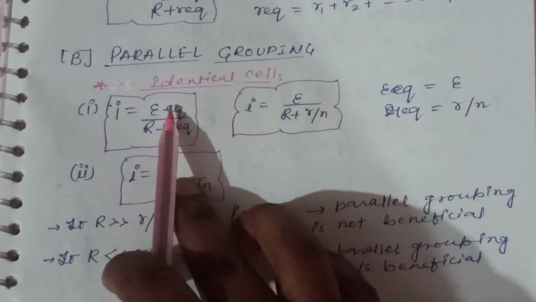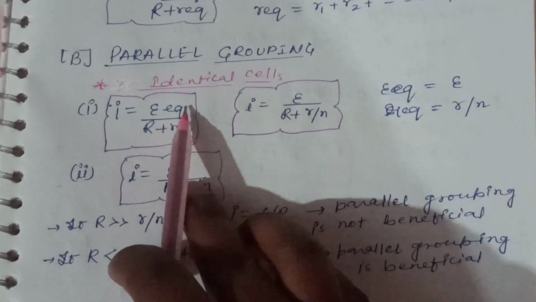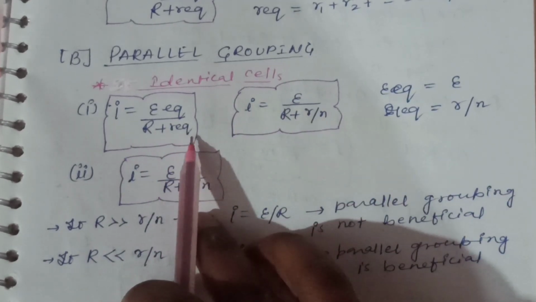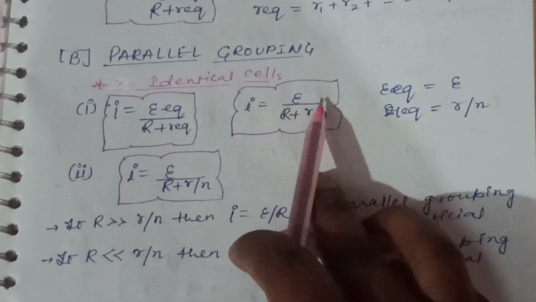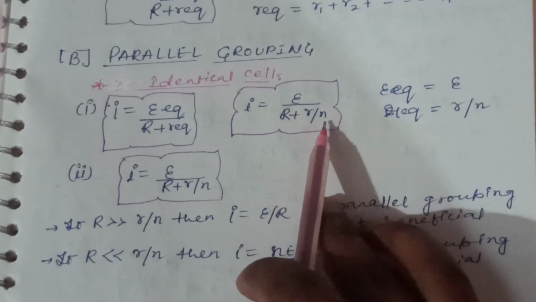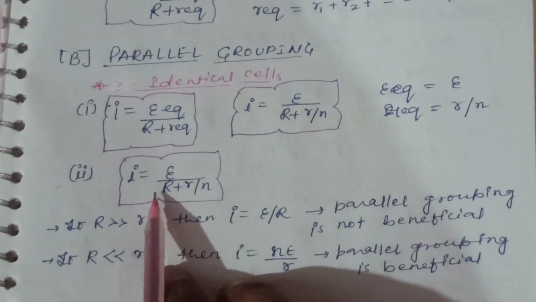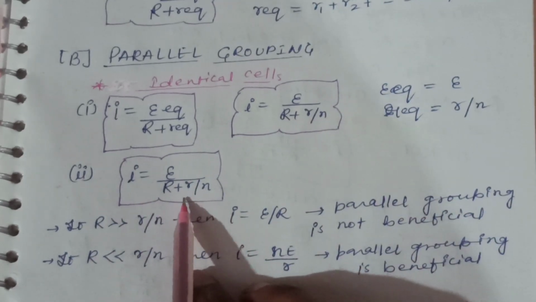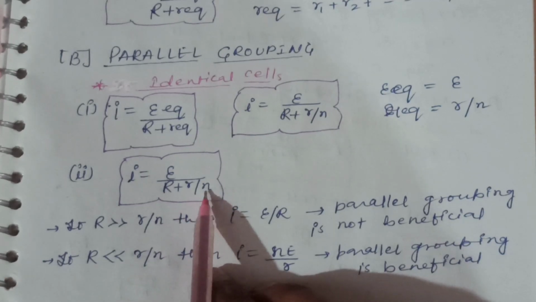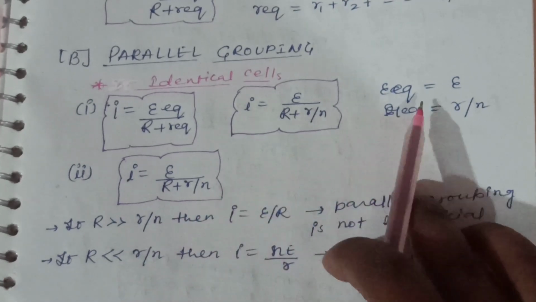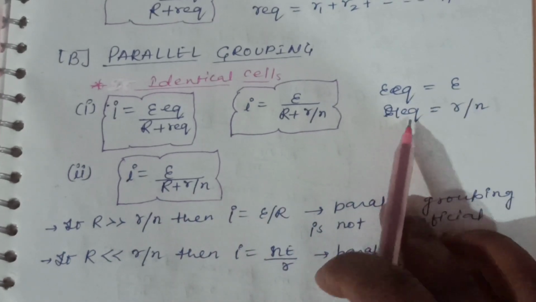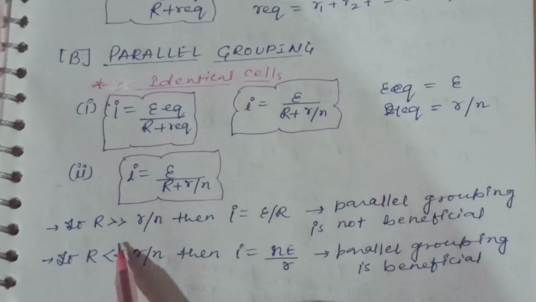Parallel grouping, identical cells: I is equal to E equivalent upon R plus R equivalent. I is equal to E upon R plus R upon N. E equivalent is equal to E, and R equivalent is equal to R upon N.